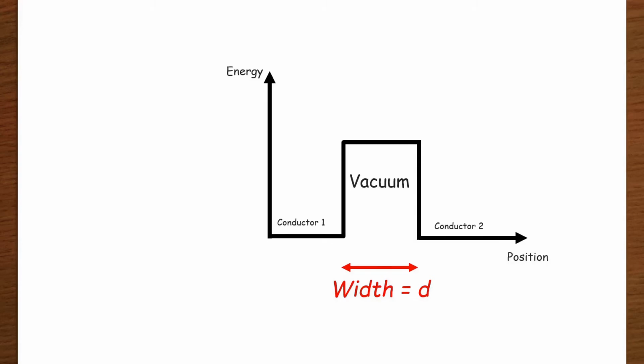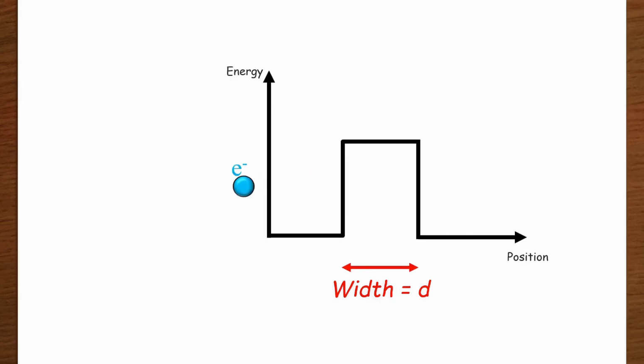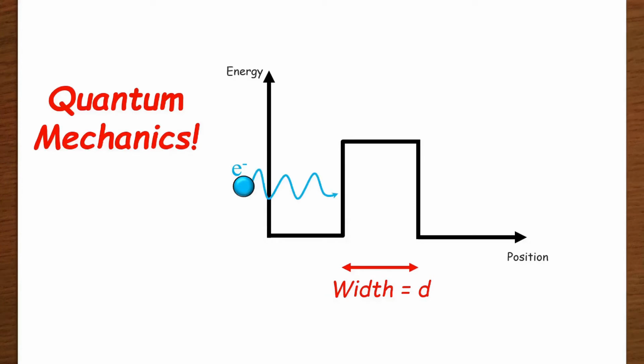Classically, this would mean that the electrons cannot pass through unless they have a higher energy than the barrier. However, quantum mechanics tells us that if an electron tries to pass through the barrier, there is always a small probability that it tunnels through.